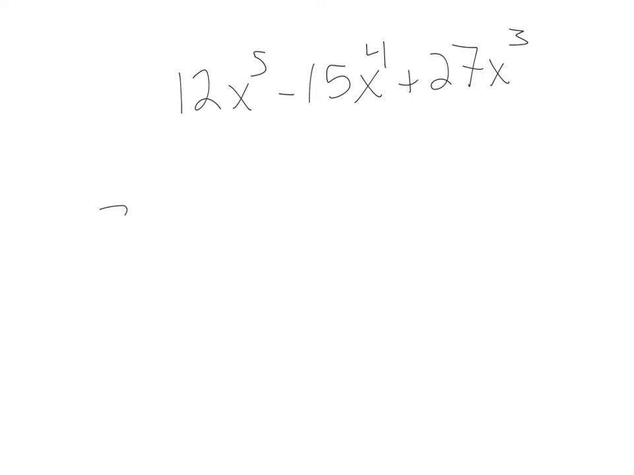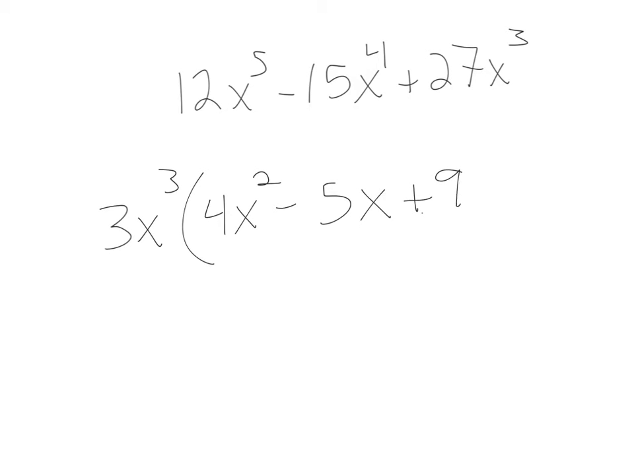In the case of 12x to the fifth minus 15x to the fourth plus 27x to the third, if we want to factor out the greatest common factor of all of these, well, you might notice that the coefficients each share a 3, so we definitely want to factor out a 3. But look at the variable portions, right? We have at least one x. In fact, we have 3 x's in each one of these. So we can factor out an x cubed, leaving us with 4x squared minus 5x plus 9.